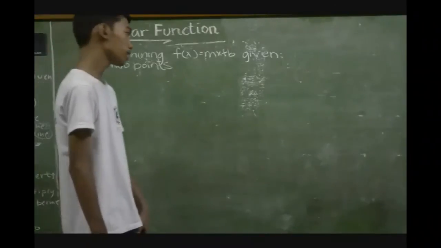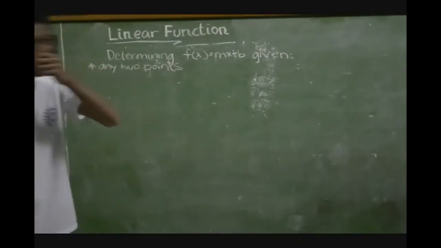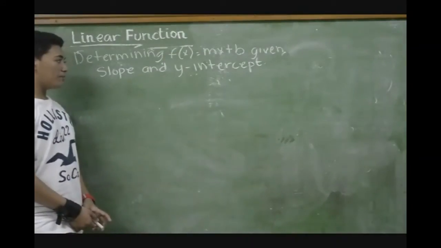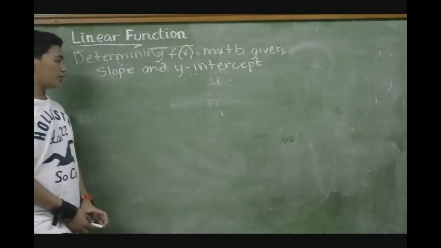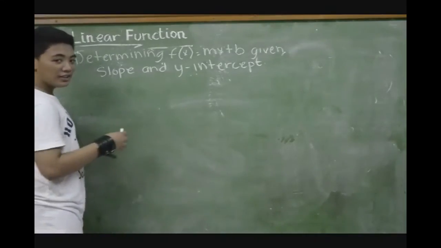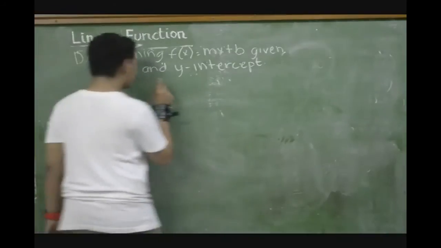To determine f of x equals mx plus b given slope and y-intercept.